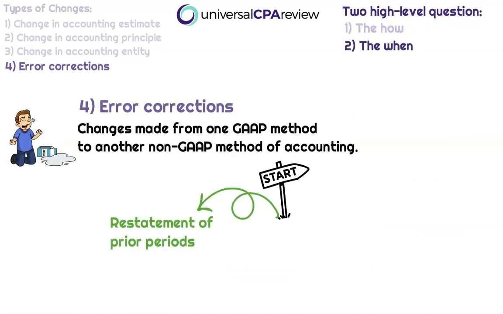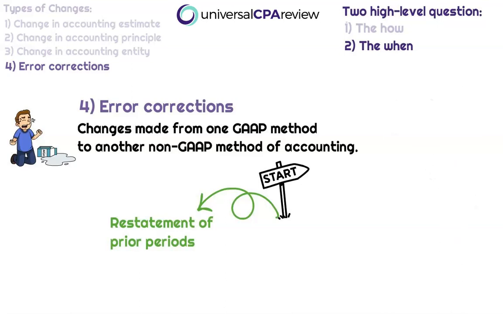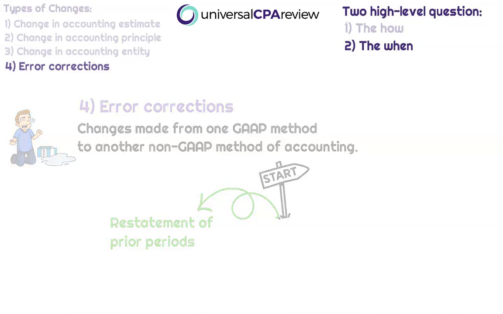Similar to changes in reporting entity and changes in accounting principle, we're going to be making these changes retrospective, right? Whoa, that's so retro, meaning we're going backwards to prior periods and we're going to be restating the financial statements for prior periods presented. Again, we need to ask ourselves, like we asked ourselves when we had a change in accounting principle, are the financial statements presented comparatively or are they presented for the current year only?